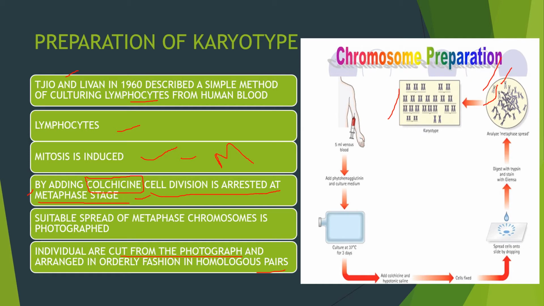You may ask how they will identify the homologous pairs. This is done by chromosomal banding. Chromosomal banding permits the structural definition and differentiation of chromosomes. Based on the chromosomal banding pattern, they do this. And this is how the preparation of karyotype is done.